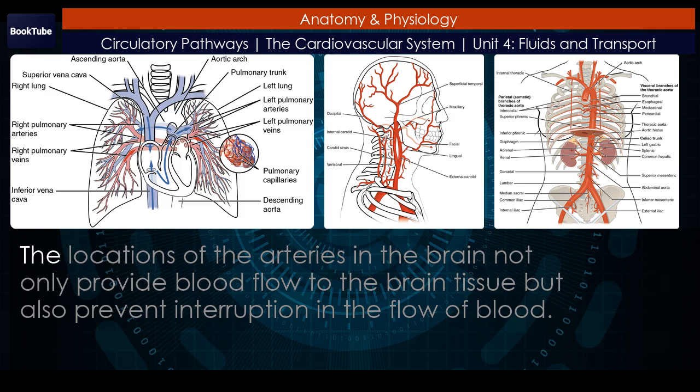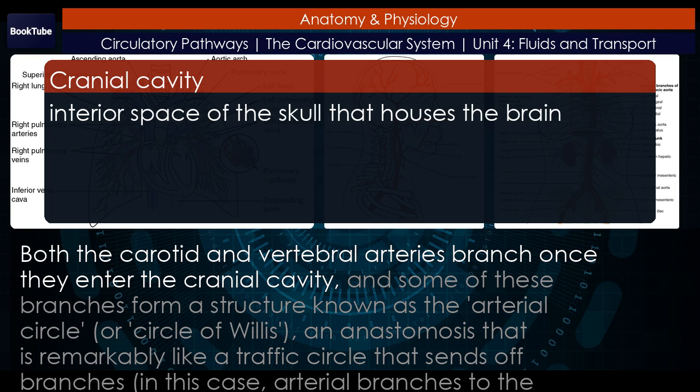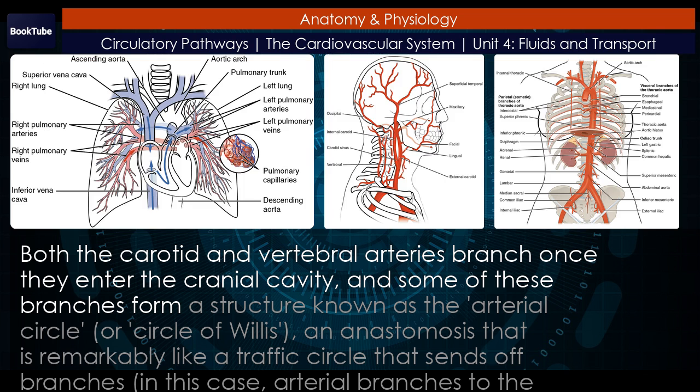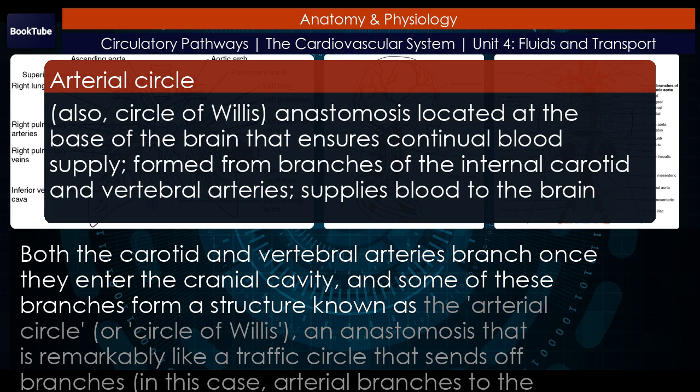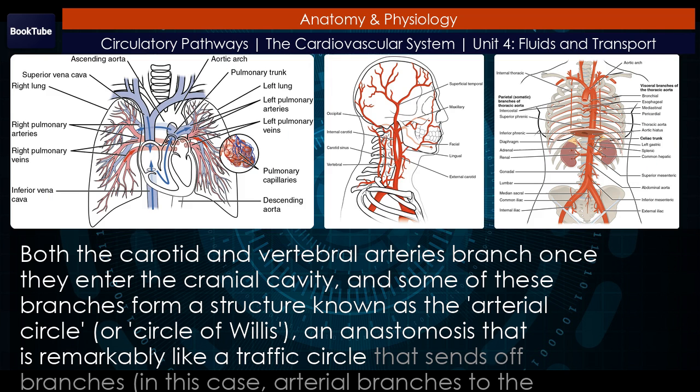The locations of the arteries in the brain not only provide blood flow to the brain tissue but also prevent interruption in the flow of blood. Both the carotid and vertebral arteries branch once they enter the cranial cavity, and some of these branches form a structure known as the arterial circle, or circle of Willis, an anastomosis that is remarkably like a traffic circle that sends off branches. In this case, arterial branches to the brain.